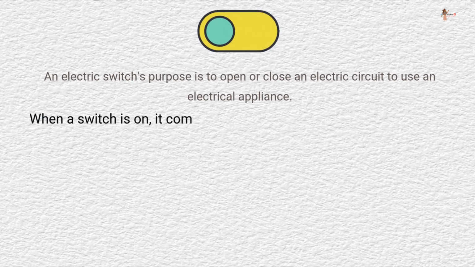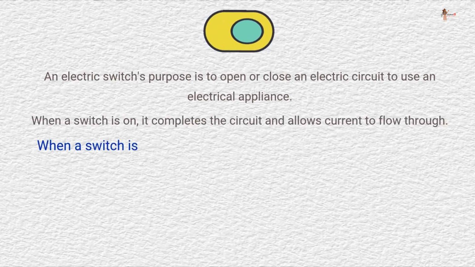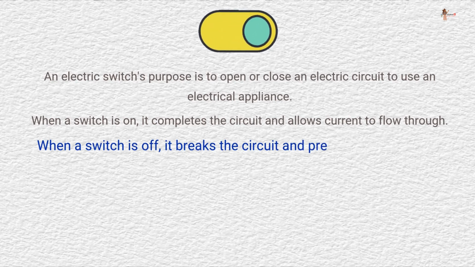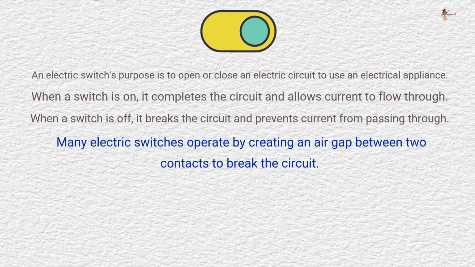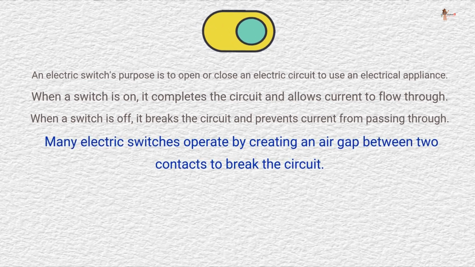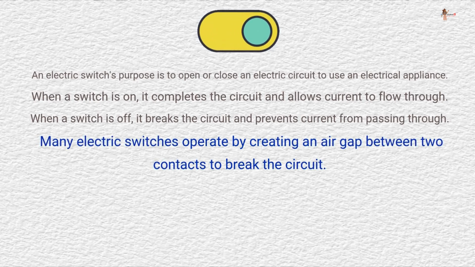When a switch is on, it completes the circuit and thus it allows current to flow through. When it is off, it breaks the circuit and prevents current from passing through. Many electric switches operate by creating an air gap between two contacts to break the circuit.